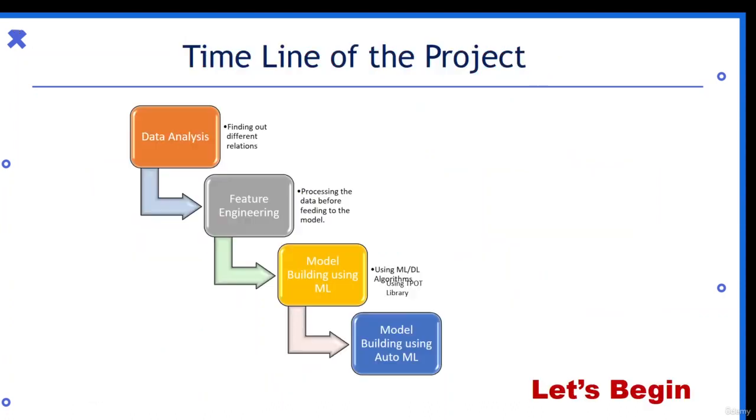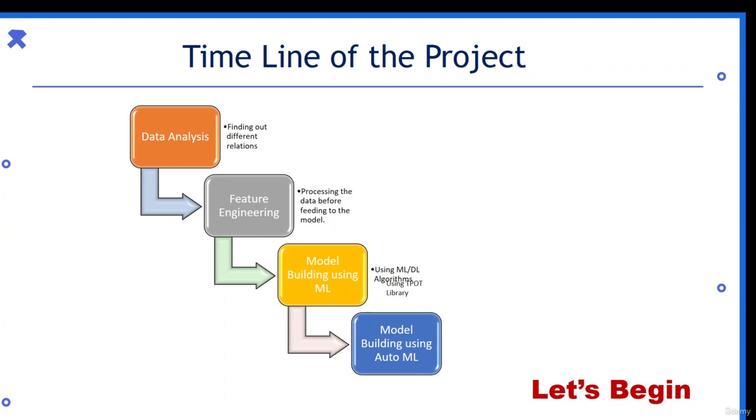Moving on, what will be the timeline of our project? The first and foremost thing will be the data analysis part. In this, we'll be finding out different relations in the data. There is not much data visualization in this project because there is not much to do in the dataset. You will see how the dataset looks in the next section, and I'll tell you what data analysis we can do, and we'll be doing feature engineering.